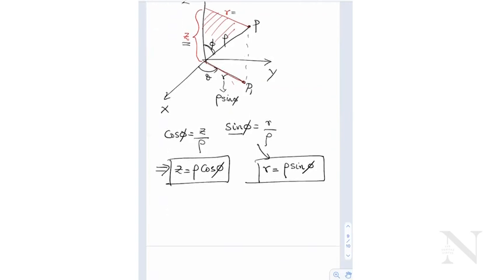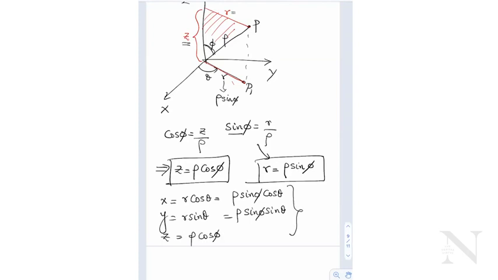Why is that important? Because you know that from cylindrical coordinates, x equals r cosine theta. So r is now rho sine phi, so x is rho sine phi cosine theta. y equals r sine theta, which is rho sine phi sine theta, and z, which you just got here, is rho cosine phi. This is a conversion from xyz to rho, theta, phi. The conversion chart.